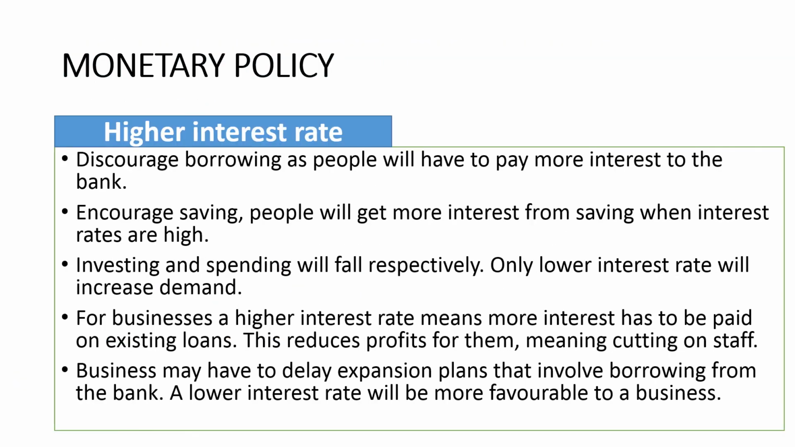So now let's cover monetary policy. So higher interest rates. If the government introduces higher interest rates, this discourages borrowing as people will have to pay more interest to the bank. So people will stop borrowing money from the banks. It also encourages saving. People will get more interest from savings when interest rates are high. So everybody that has money will try and save as much as they can to get better interest on their savings. So investing and spending will fall.